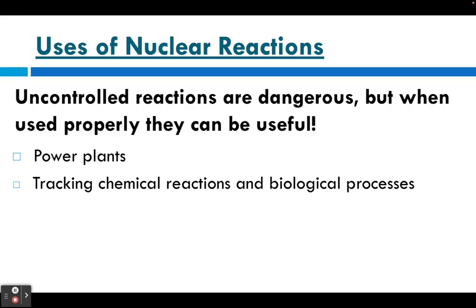Tracking chemical reactions and biological processes. One of the things you could do is put a tracer molecule in your body, and it has a radioactive element in the molecule. Iodine is often used for that sort of thing. You can ingest iodine, and they can use it to look at your thyroid for any problems. So using chemical tracers that have a radioactive isotope in them is very useful for medicine.